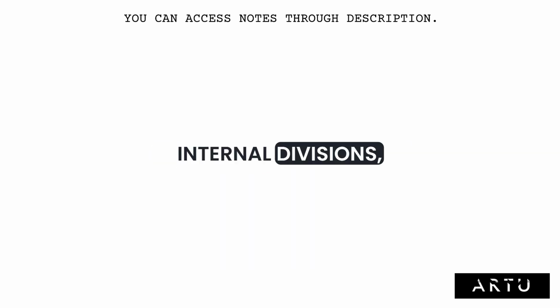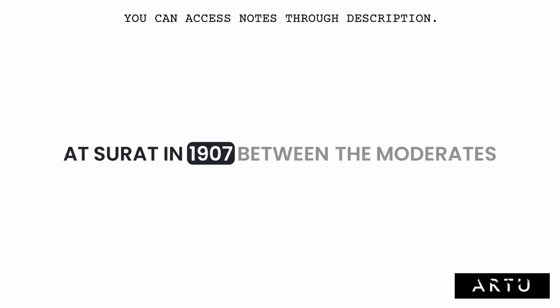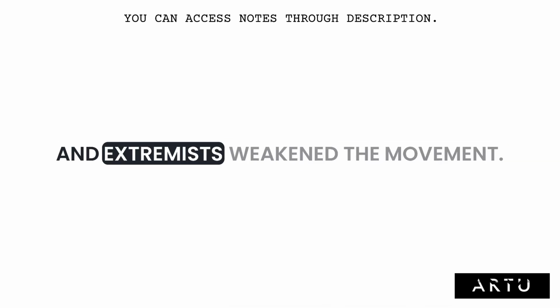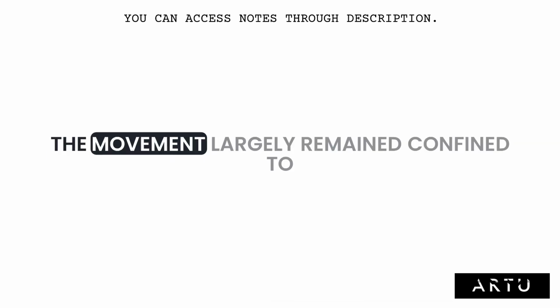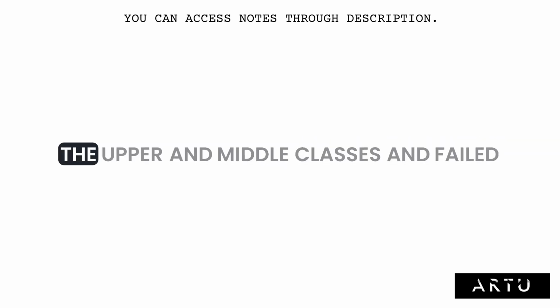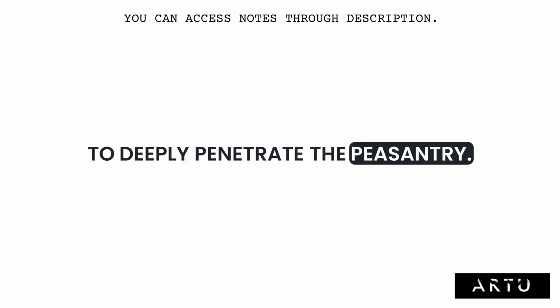Internal divisions. The split in the Indian National Congress at Surat in 1907 between the moderates and extremists weakened the movement. Limited mass appeal. While it saw significant participation, the movement largely remained confined to the upper and middle classes and failed to deeply penetrate the peasantry.